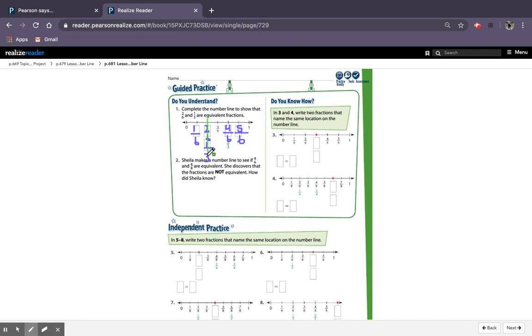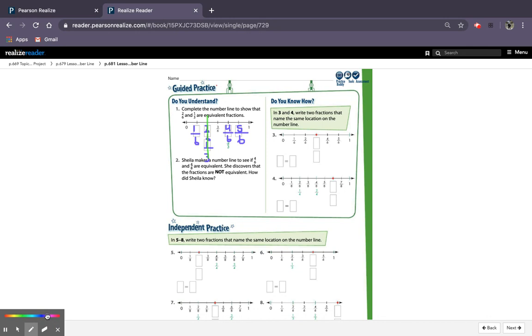So like in number 1, if I drew a line, those two matched up. I know that those are equivalent because they match up perfectly. And in number 2, if Sheila tried to match them up, she would see that she could not draw a straight line. So she either checked by trying to draw a line between her two fractions, or they were not the same distance from 0 on the number line. Because remember, if they're equivalent, they have to be the same distance from 0, even if they don't have the same numerator or denominator.